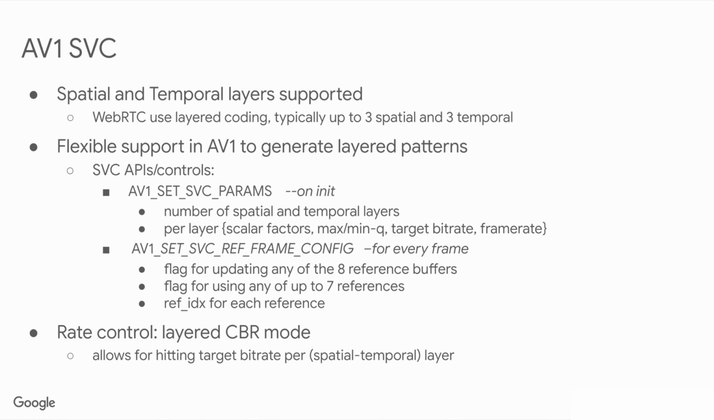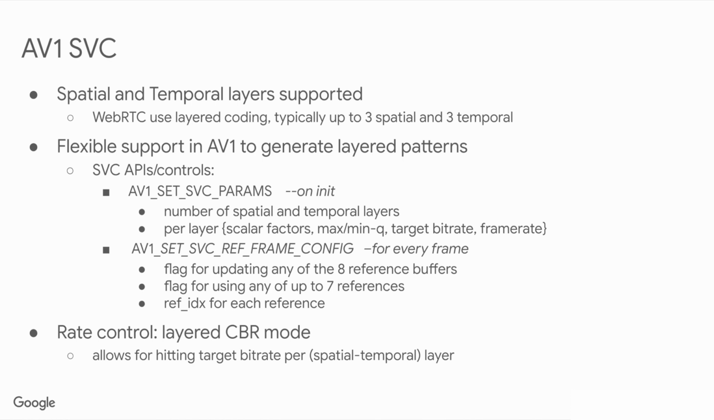In AV1, we have flexible support for generating layered structures. There are 2 main APIs for doing this. One is the set SVC parameters, and this is an API you call at init after you initialize the encoder. This will initialize all the relevant SVC parameters. So the number of spatial and temporal layers, per layer parameters like scale factors, maximum QP, the layered target bit rates, the target bit rate per layer, and also the frame rate per layer.